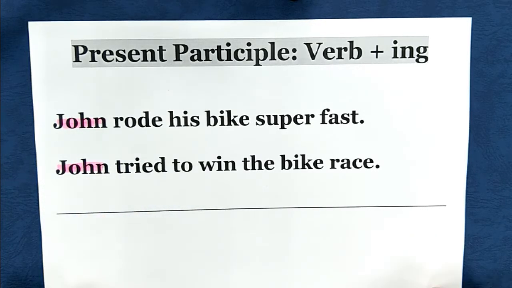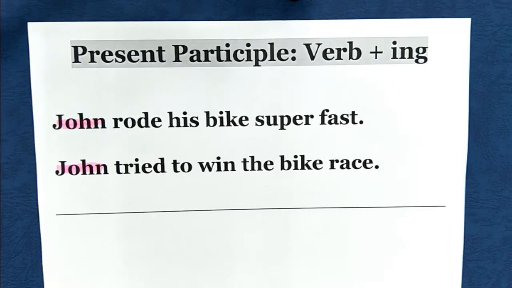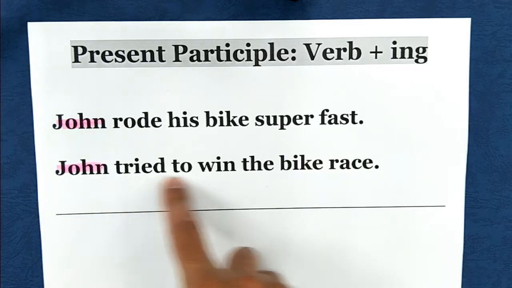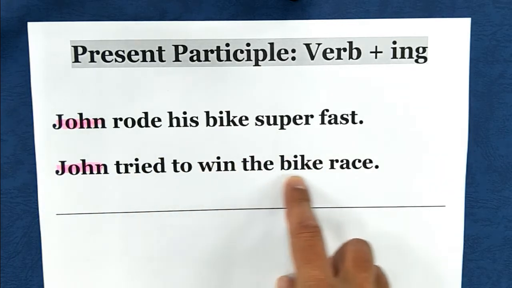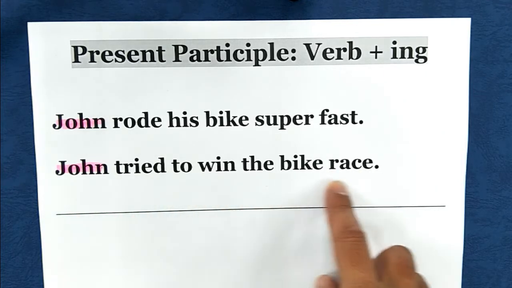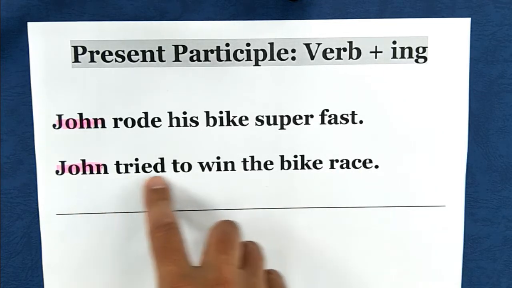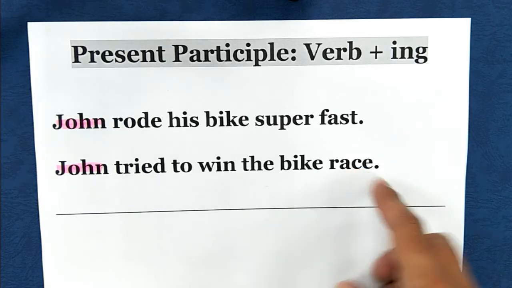Now let's think about this. We have John rode his bike super fast. You might ask, why? Why did John ride his bike super fast? Well, John tried to win the bike race. So this sentence tells us why. Why is he riding super fast? So I'm going to take this sentence and change it into the present participle phrase.